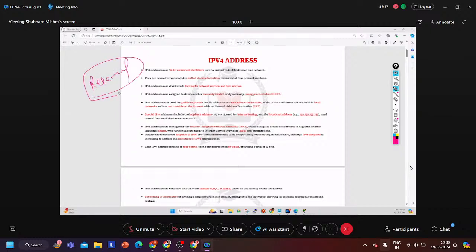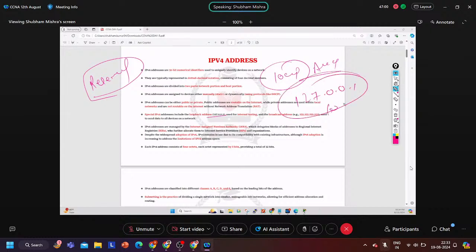After this, guys, apart from public and private, there are some special IP addresses that are reserved. For example, the loopback address. There is a range of loopback addresses that starts from 127, for example 127.0.0.1. This is called the loopback IP address. This range of IP addresses is reserved for loopback.